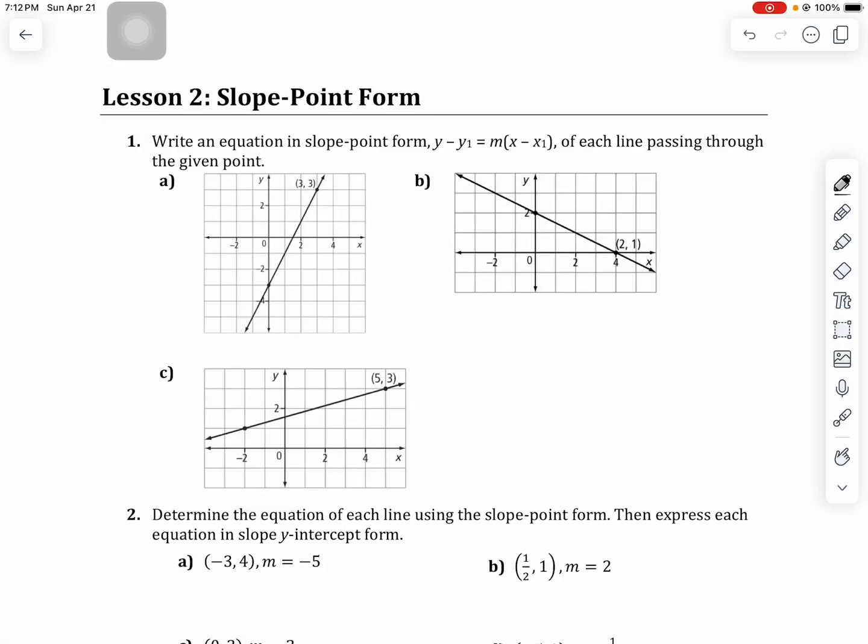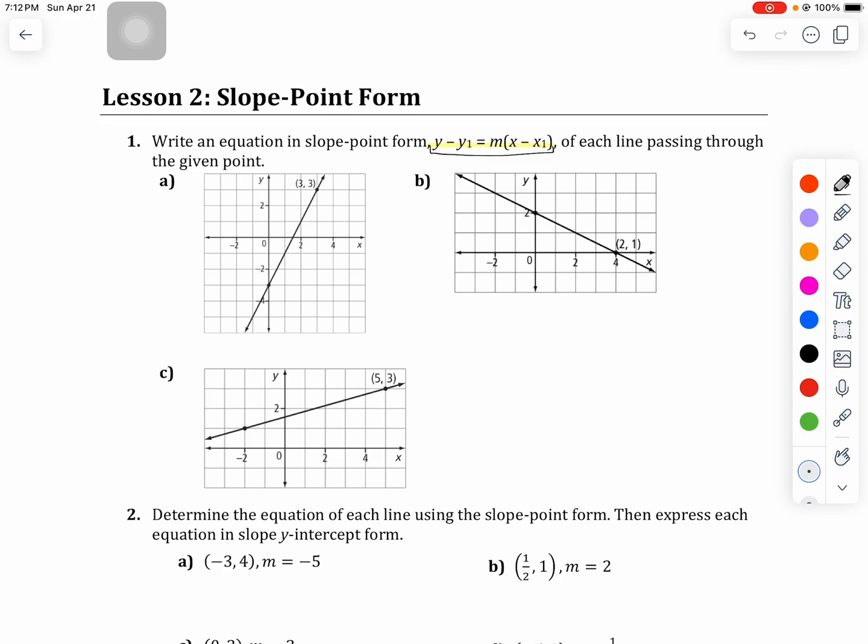Okay, so I wanted to do a lesson 2 video on slope point form just to help out with some of those questions. So the first question here, number 1, says write an equation in slope point form, where slope point form is given there, y minus y1 equals the slope times x minus x1, of each line passing through the given point. So let's just review quickly what the parts of the equation are.